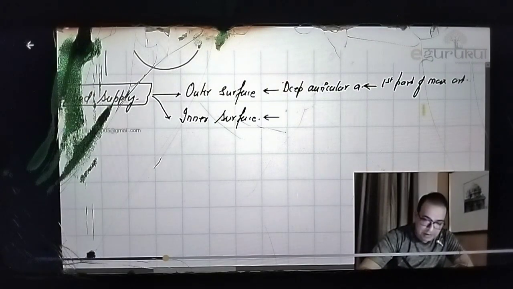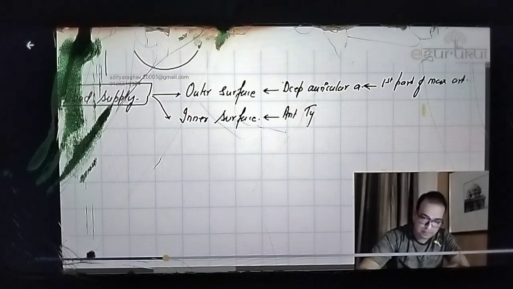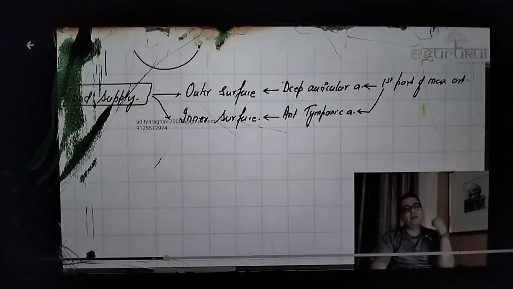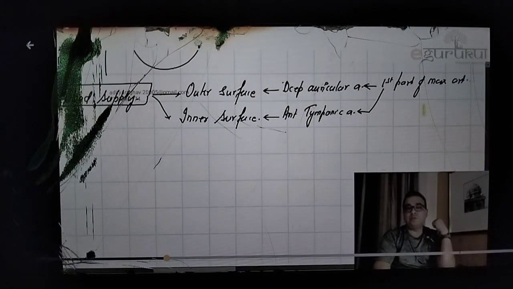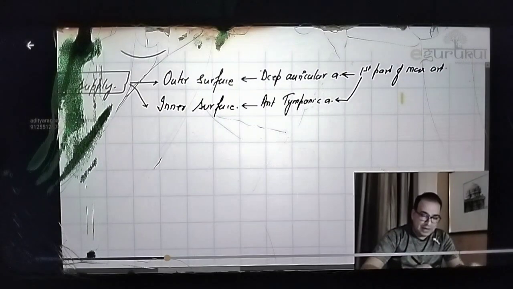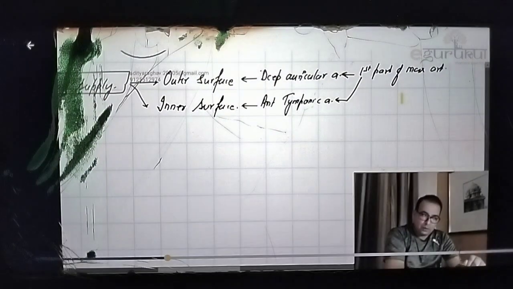Whereas the inner surface is supplied by the anterior tympanic artery, which also is a branch of first part of maxillary artery. So first part of maxillary artery is taking care of both the surface of tympanic membrane, outer and inner. Whereas the inner surface of tympanic membrane is supplied by one more artery, which is a branch of posterior auricular.